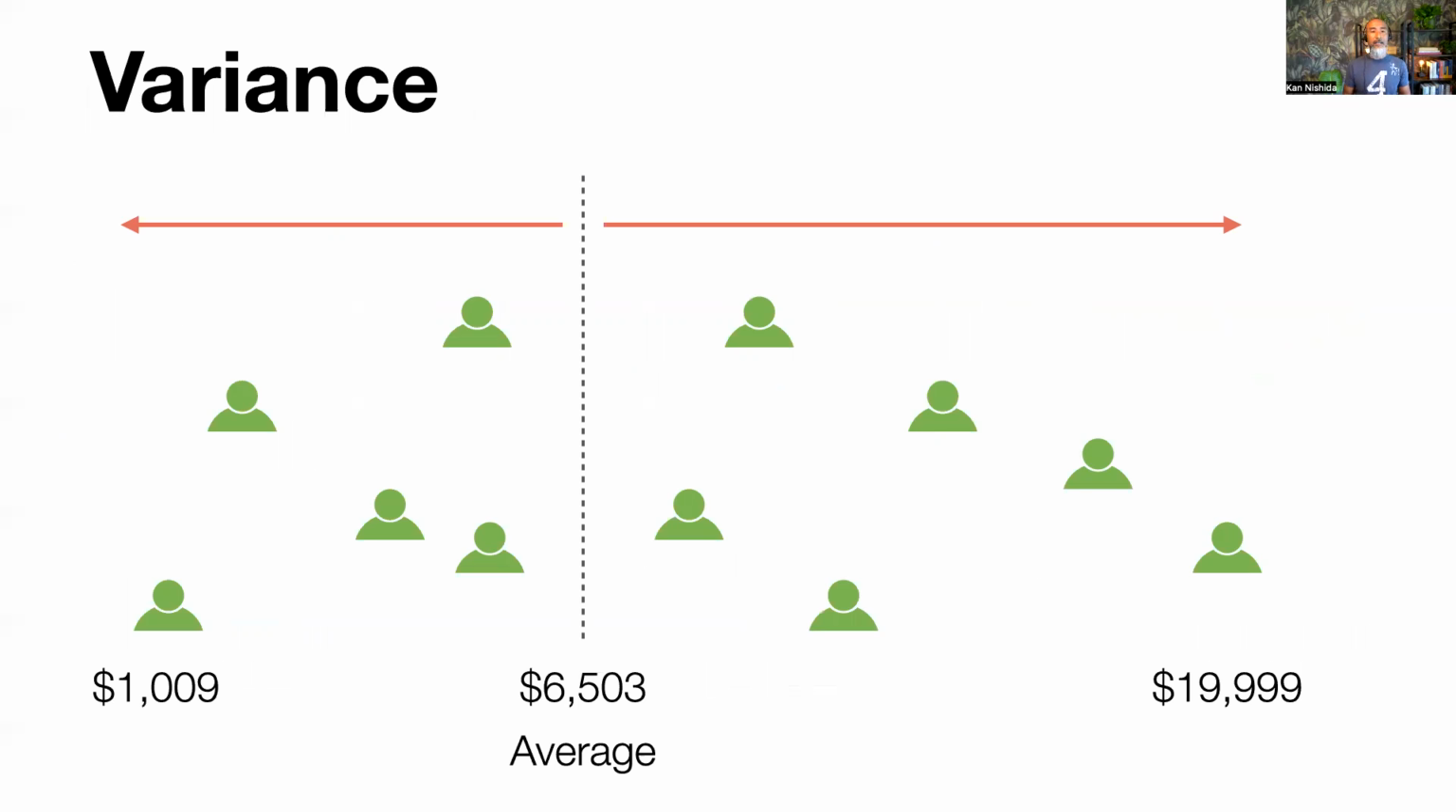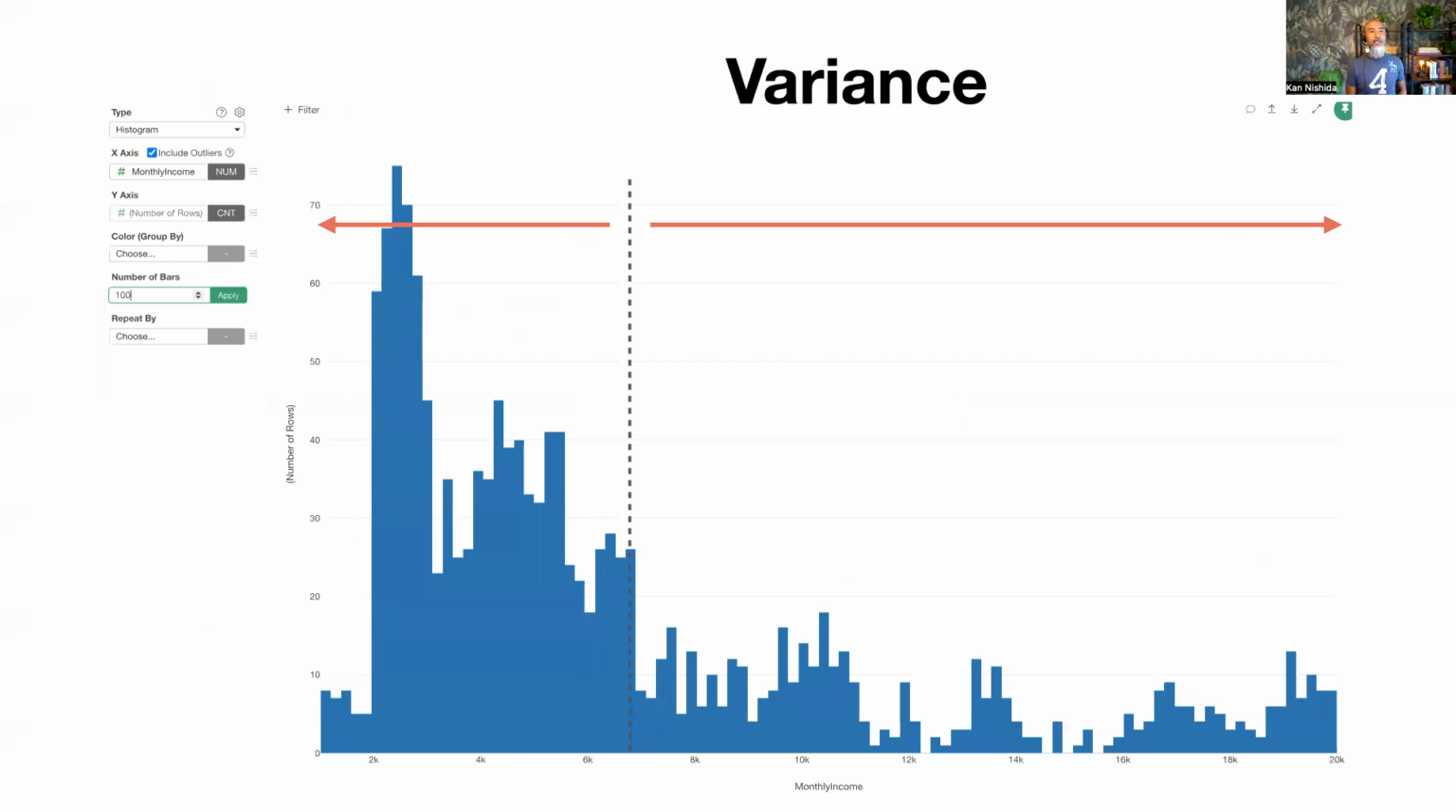For example, take monthly income in a given company. Some people get paid $1,000 a month, some people get paid $20,000 a month. Even though there is something called the average or mean, that doesn't mean that everybody gets the same amount of money. People are different. This type of thing we call variance. And this is a histogram view showing all these employees' monthly income. The y-axis is the number of people, and the x-axis is the monthly income.